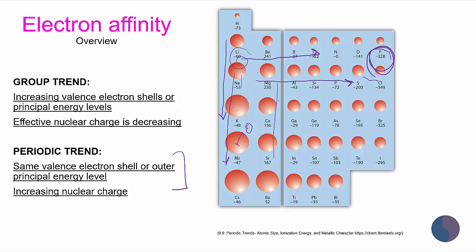So minus 60, dropping little bits and pieces. All right, so minus 53, minus 48, minus 46, rather than these huge values, which is a minus 300, which is far more energy being released.